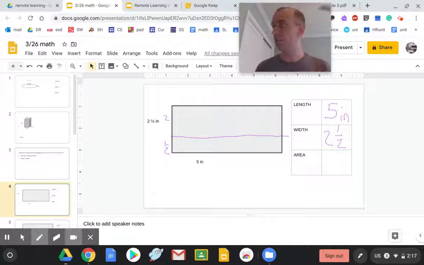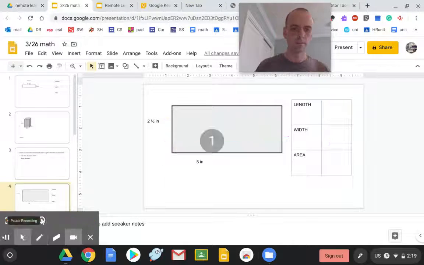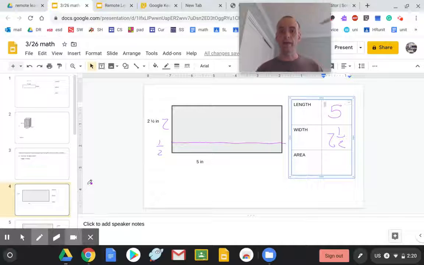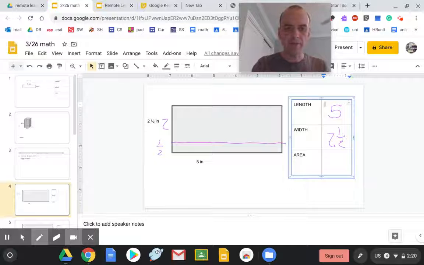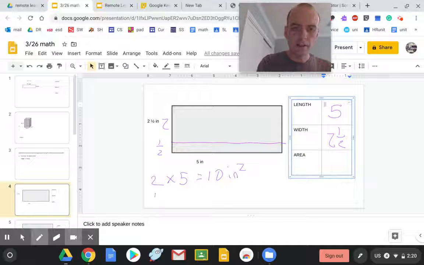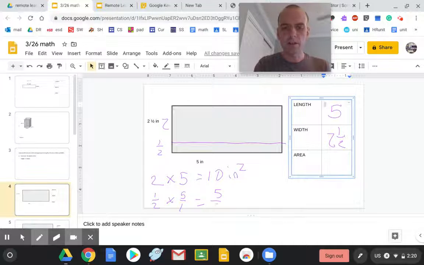So what we can do, okay, if you have 2 and a half, you're doing 2.5 times 5. Simply, you're just going to do it in these two parts. So you'll do 2 times 5 is 10 inches squared. And then you're going to do a half times 5. And remember, to do a half times 5, you can make 5 over 1. So 1 times 5 is 5. 2 times 1 is 2.